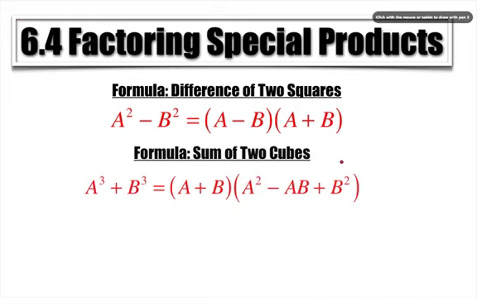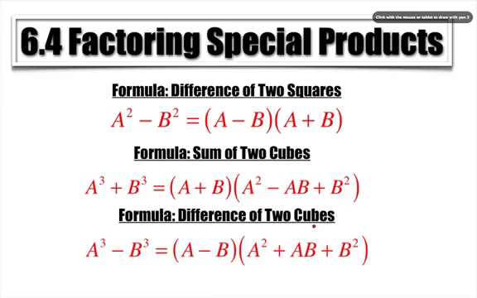And the next formula is the formula for the sum of two cubes. When you have the sum of two cubes, it factors into the following. Notice that the first formula is a binomial times a binomial, while the second formula is a binomial times a trinomial. The next formula is the difference of two cubes, and just like the second formula, it is a binomial times a trinomial.